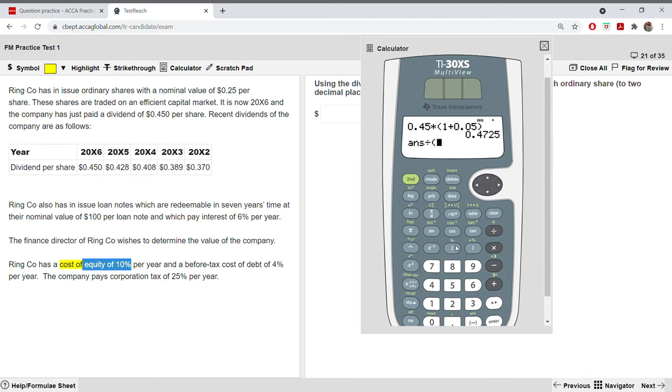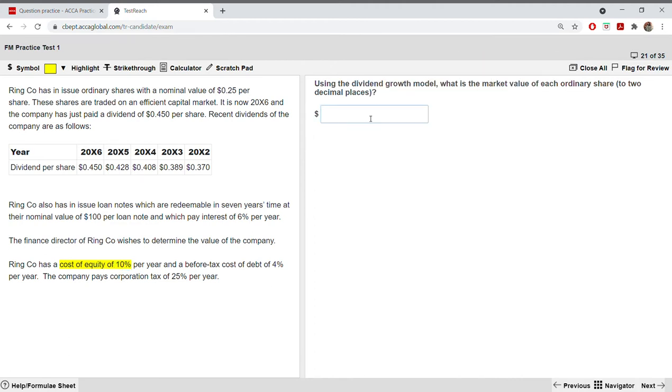Cost of equity minus growth. So cost of equity is 10%, 0.1, and growth is 5%. Or you can just write 0.1 minus 0.05. Enter. 9.45. This is your value for market value of ordinary share. You understand? Next.